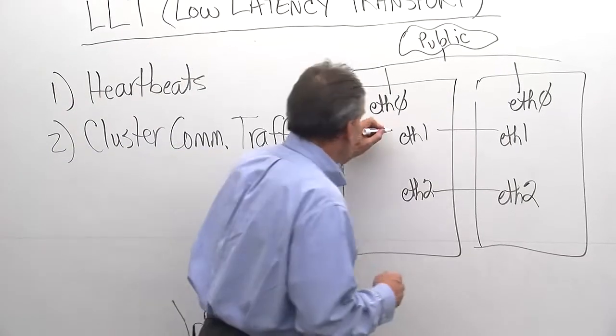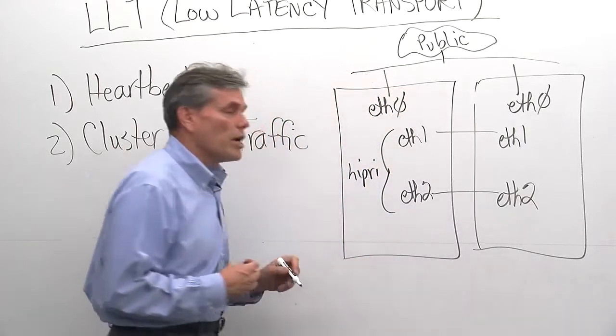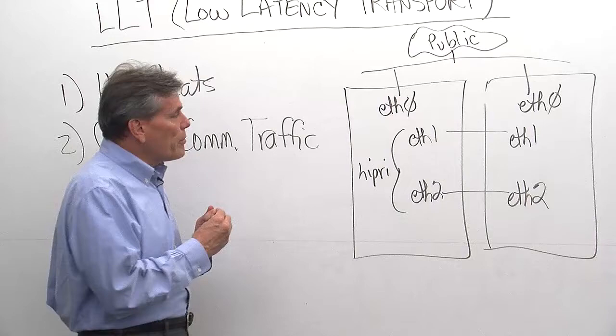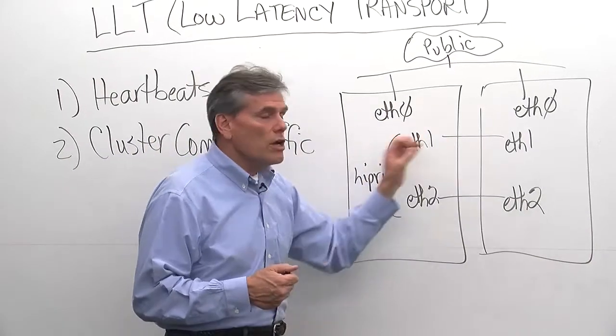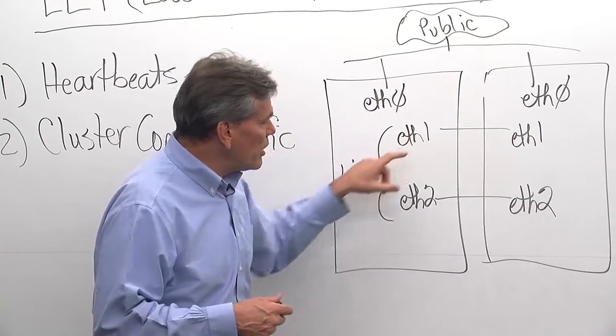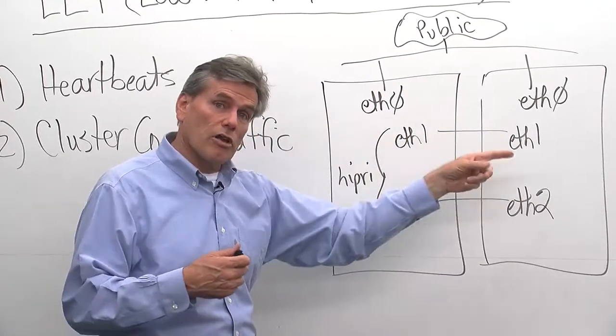These NICs, which we would refer to as high-pri links, or private networks, private interconnects, are meant to be specifically for all the traffic that's needed by the cluster. So these would be under the control of LLT, and this is how, for example, we would send heartbeats.